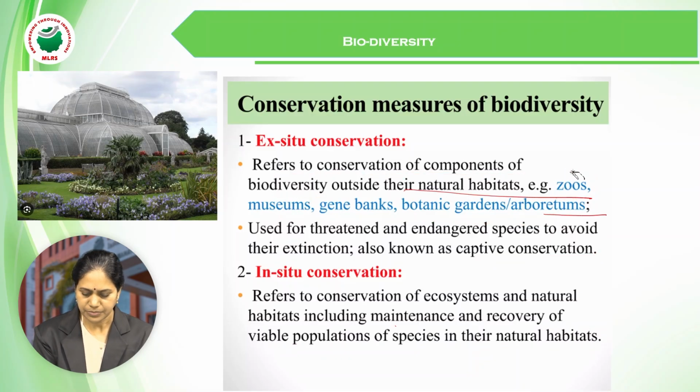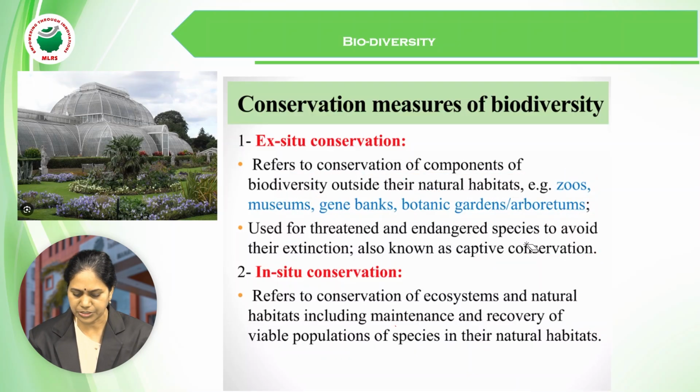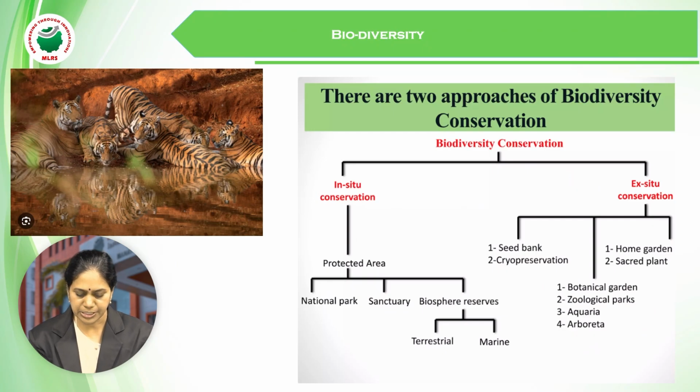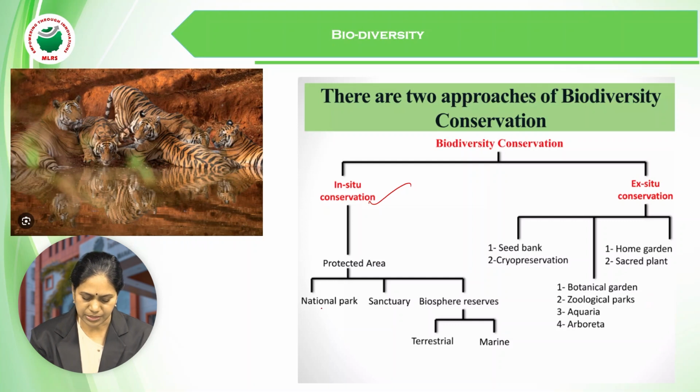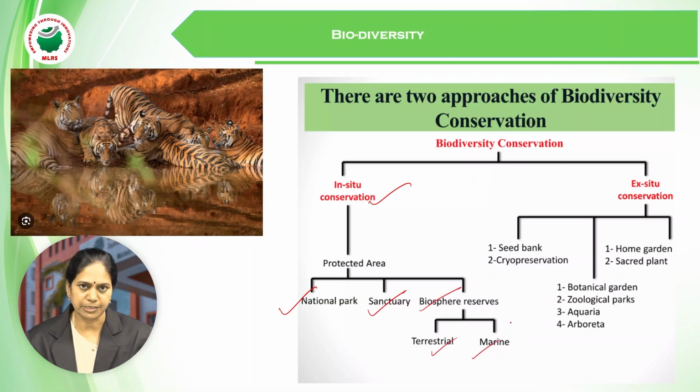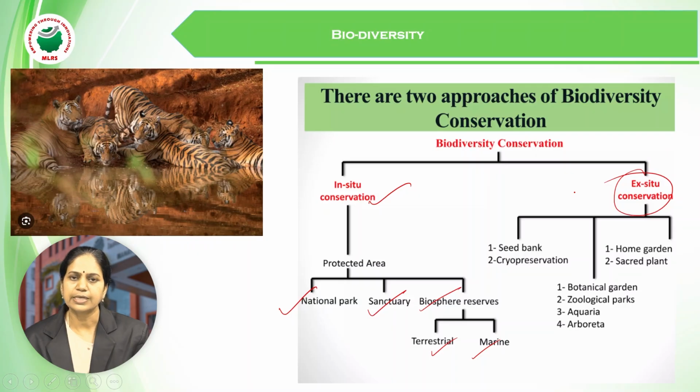As you can see in the classification given in the previous slide, in situ is in their habitats. In their own natural habitats, if you are giving protection to them or conserving them, it is called in situ conservation, where you can see national park is one example, sanctuary, biosphere reserve. It can be terrestrial or marine.